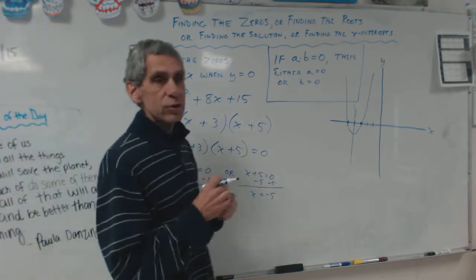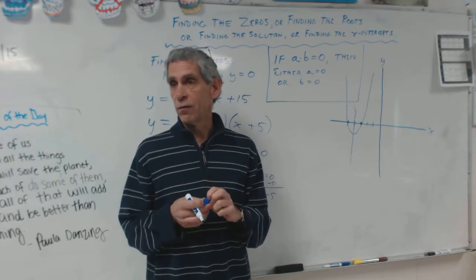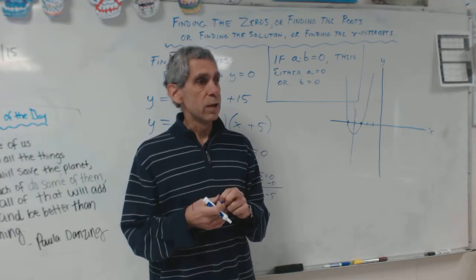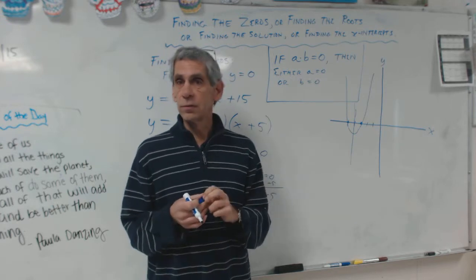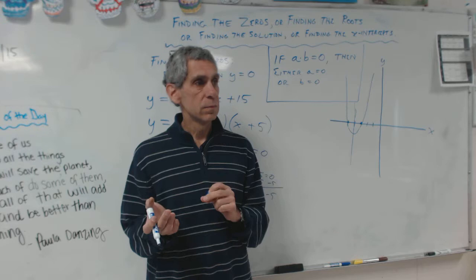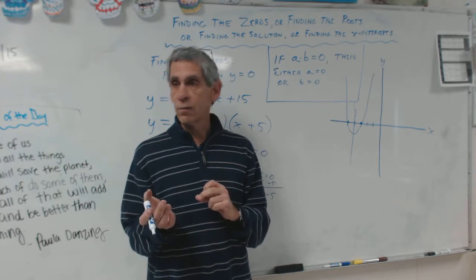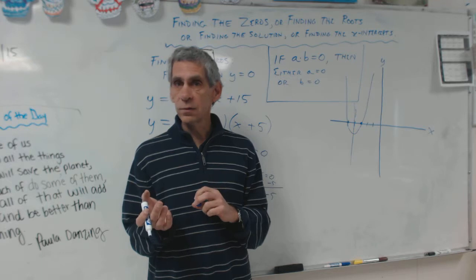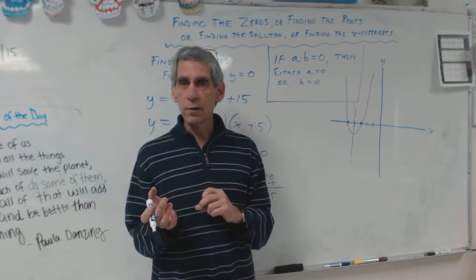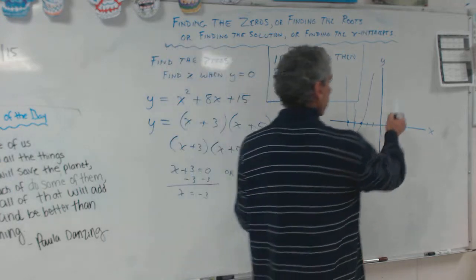Now, how many solutions could you have? What are all the possibilities of solutions you could have with x-intercepts? Can you have more than two x-intercepts with a parabola? Think of the shape of a parabola. I'll just draw a few parabolas.